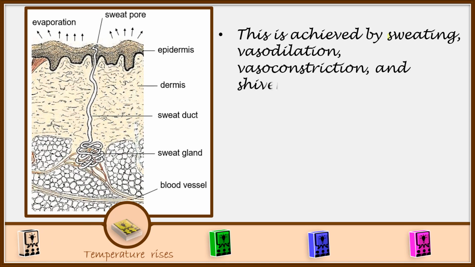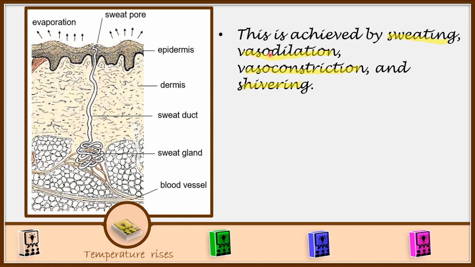This is achieved by sweating, vasodilation, vasoconstriction, and shivering. These are some of the mechanisms which are going to maintain the body temperature constant. There is sweating, the one we have seen, whereby blood is going to produce sweat, which is extracted by sweat glands and passed over to the surface through the sweat duct, where it is going to cause evaporation to take place, and evaporation is going to end up cooling the body.